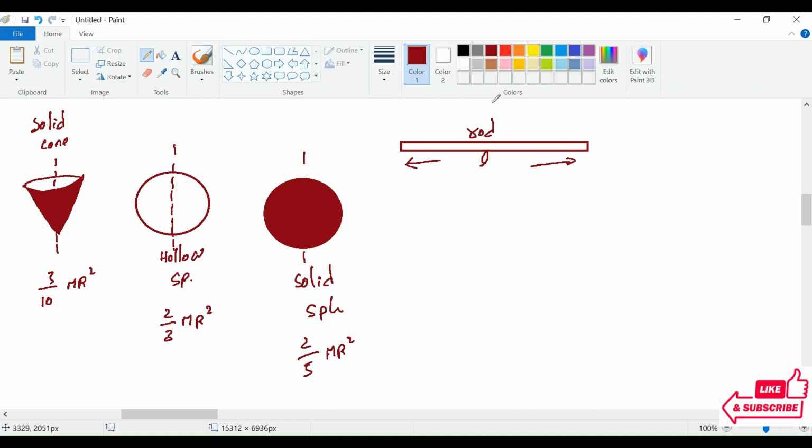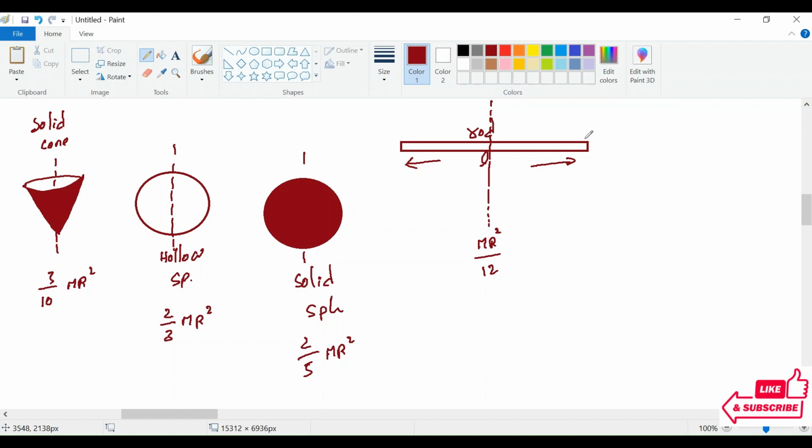Now you hold a pen in your hand, you will rotate it, right? Correct. This is the axis of rotation. If we hold it in the middle and rotate, then the moment of inertia formula is ML square by 12. What is the formula? ML square by 12.